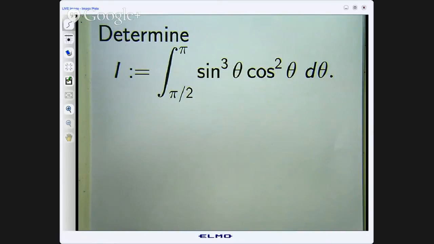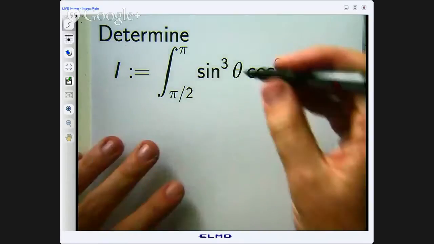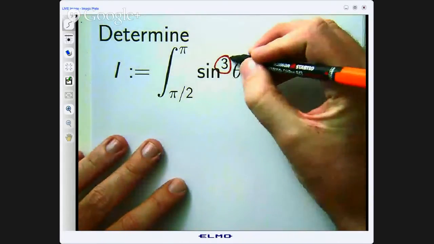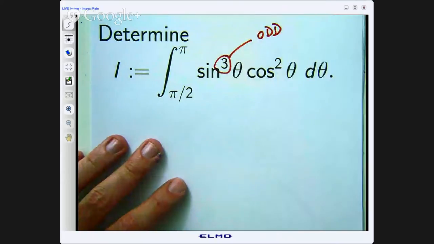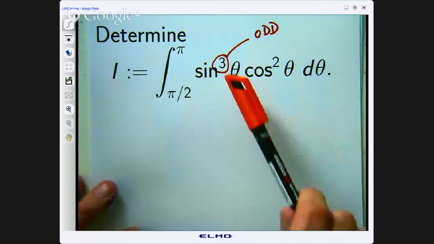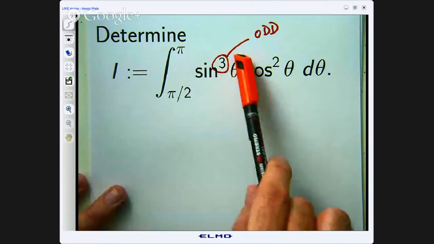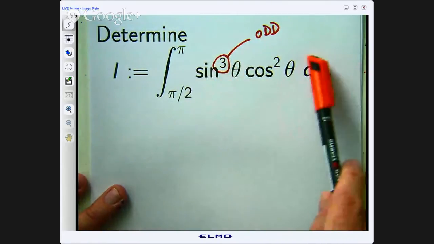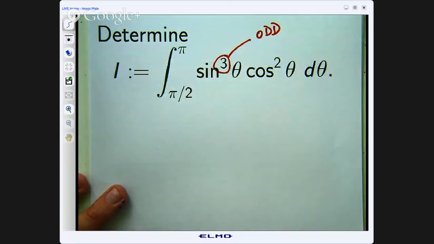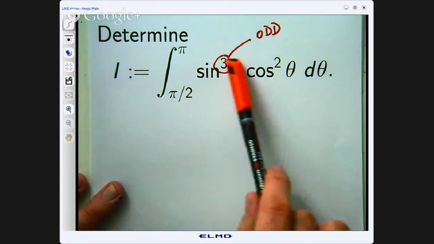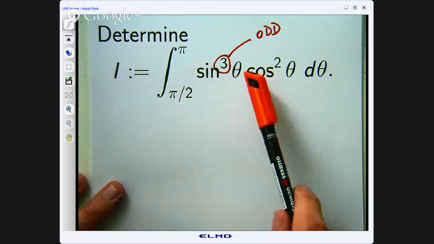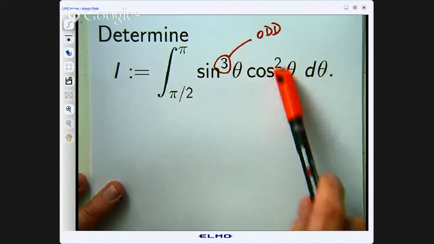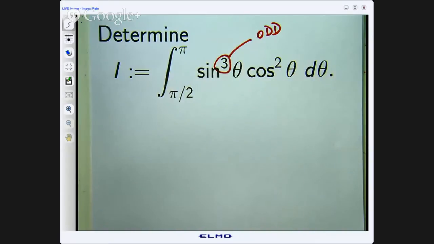Well, you can see that this power is an odd power. Now, this is important because what we're going to do is take one factor of sine out of there and move it over and match it up with the d theta. Then what we'll do is try to turn everything that's left over into a power of cosine. And you might think, well, why would you want to do that? Well, I'll show you as we go along.